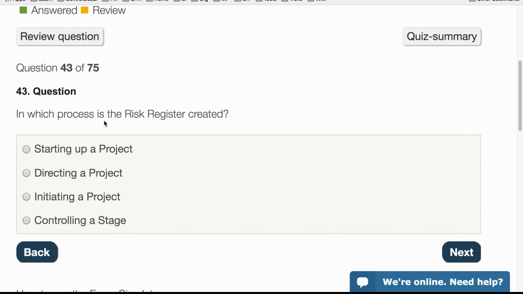In which process is the risk register created? Well, all the registers are created in the initiation stage. There were some log files created in the starting up a project process, but it's in the initiation stage. So that's that.